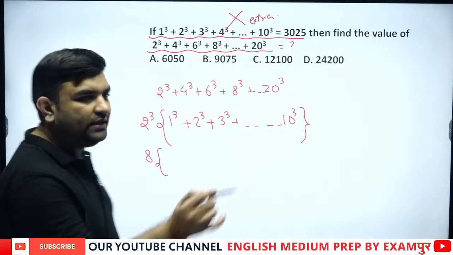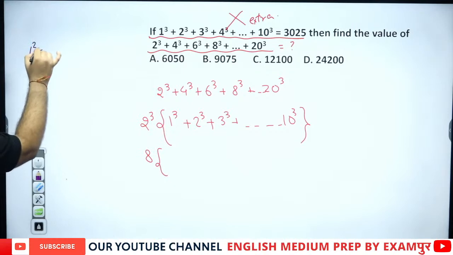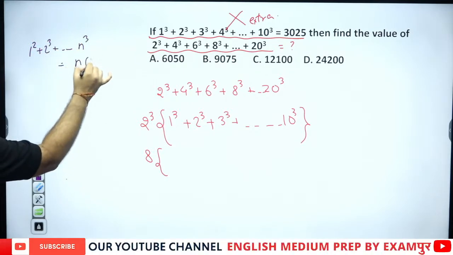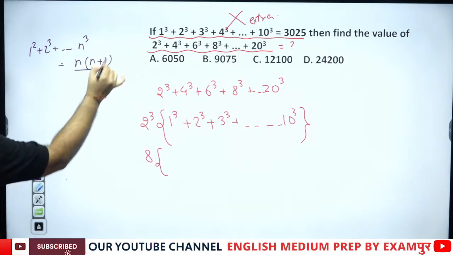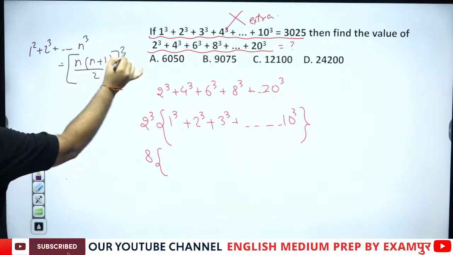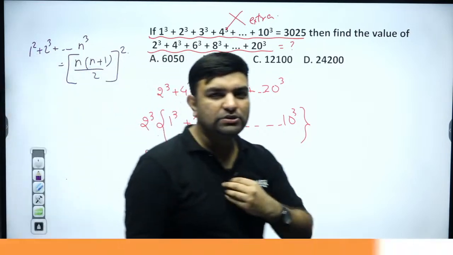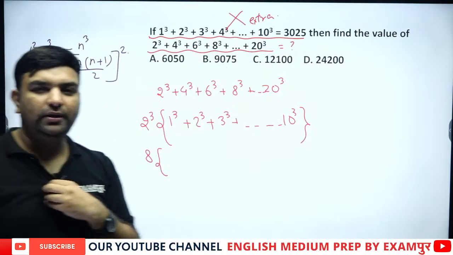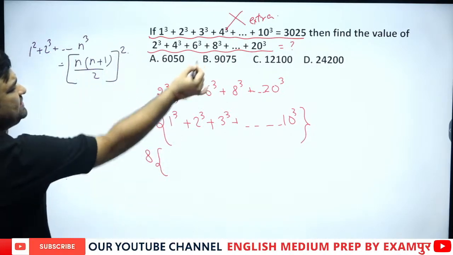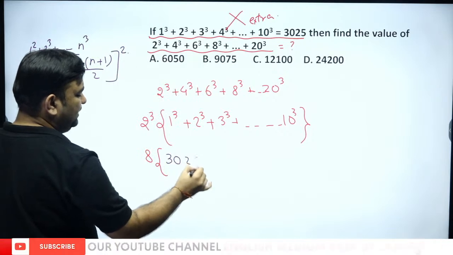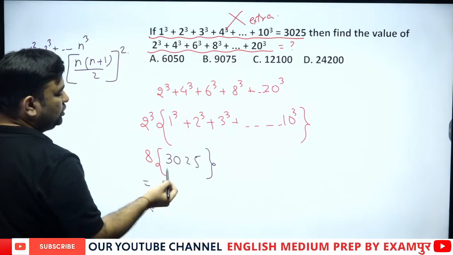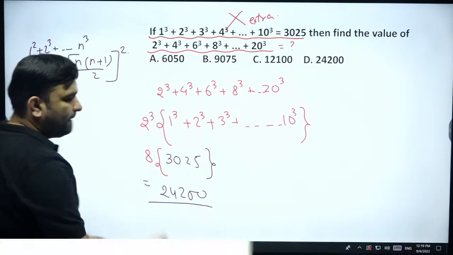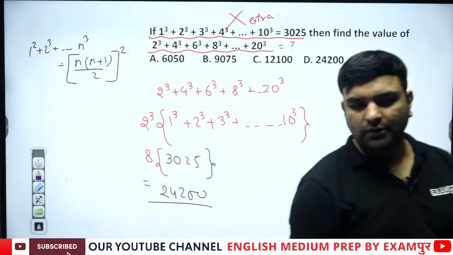So what is 1 cube plus 2 cube up to n cube? It is n into n plus 1 divided by 2 ka whole square. However, since it is given to us, we are not interested in it now. So, 24,200.